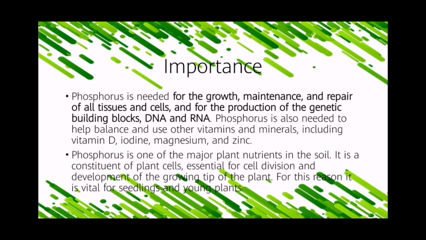Phosphorus is one of the major plant nutrients in the soil. It is a constituent of plant cells, essential for cell division and development of the growing tip of the plant. For this reason, it is vital for seedlings and young plants. Therefore, understanding and preserving the phosphorus cycle is crucial for sustainable agriculture, ecosystem health, and the overall balance of the biosphere.